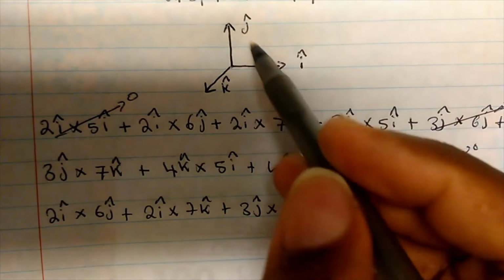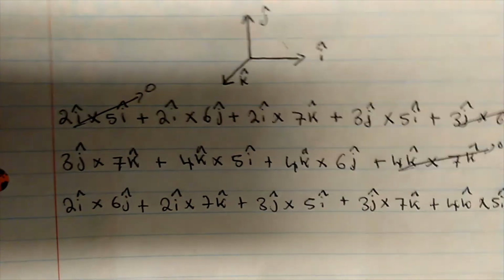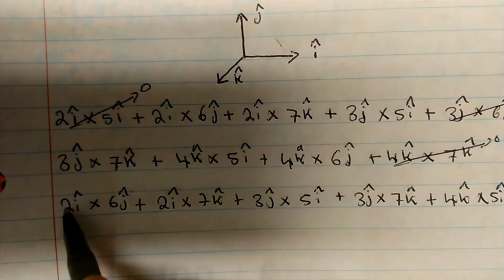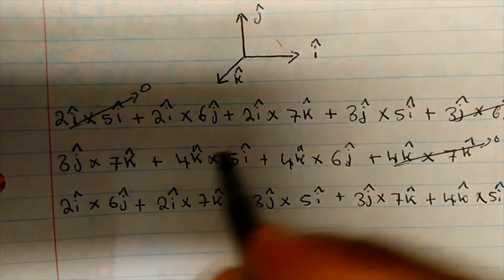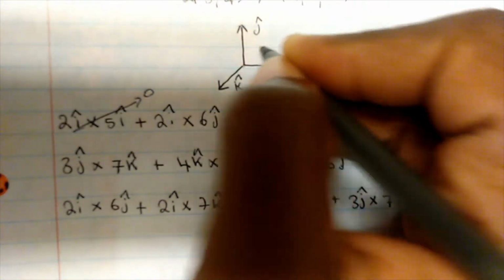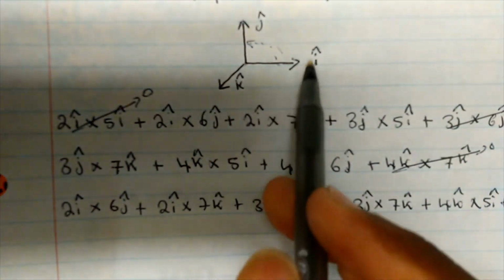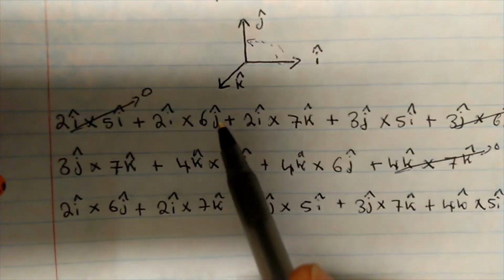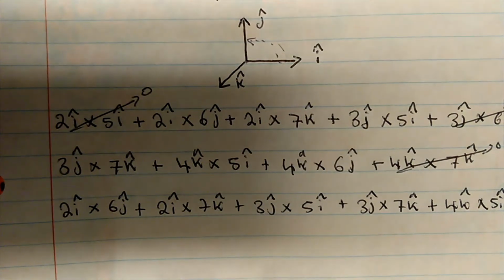Now it becomes very important, back to why I did this. Now, 2 i hat crossed into 6 j hat. So here's my i hat. I start from i hat and I cross it into j hat. Notice I'm going in an anti-clockwise direction, which we define as positive. It's like the unit circle.